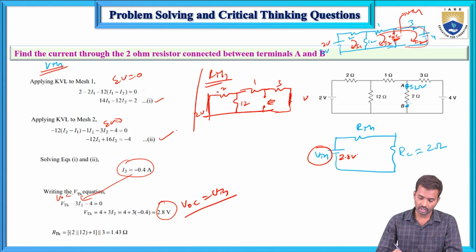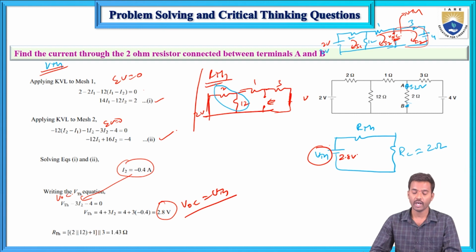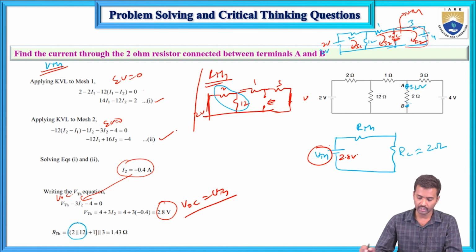First, this 2 and 12 are connected in parallel. After that, this 1 ohm is connected in series. So 2 into 12 divided by 2 plus 12, plus 1. So this is the 1.